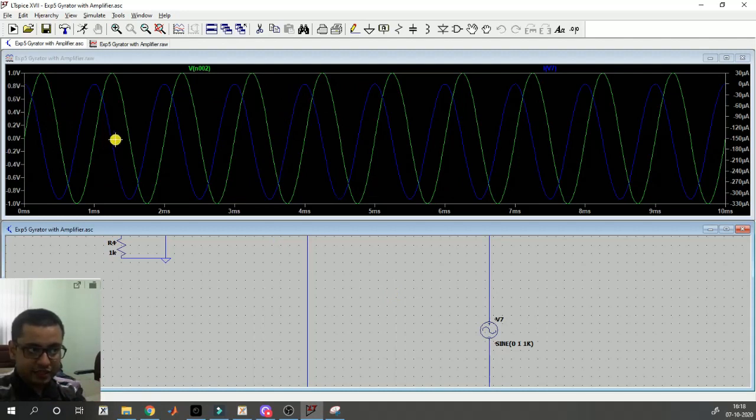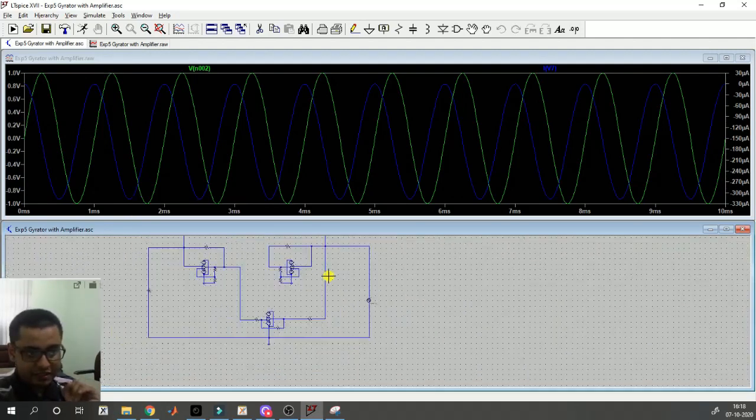So I will take negative of it. Okay, and if you take negative of it, that will look like this. Follow my cursor. And then you can see that the current is following this voltage, and it is lagging the voltage by 90 degrees. So that means this circuit here between these two terminals behaves like an inductor.